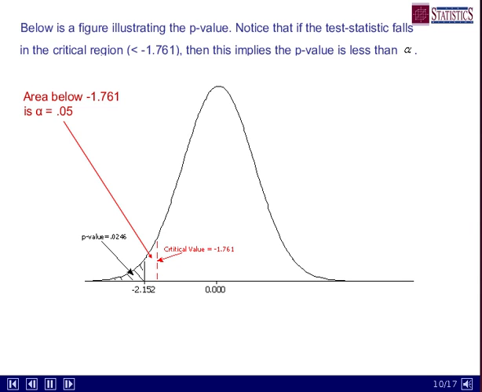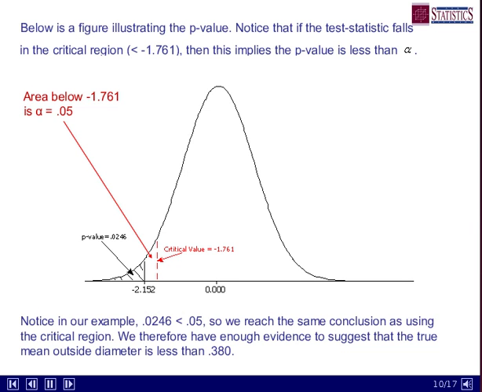So notice why this is how it works. If the test statistic is in the critical region, that automatically forces the p-value to be smaller than the alpha value. So that's where that decision is coming from. These two things cannot reach different conclusions. They are linked directly together. So since our 0.0246 is less than 0.05, we reach the same conclusion as we had from the critical region. Therefore, there is some evidence to suggest that the outside diameter is less than 0.380.